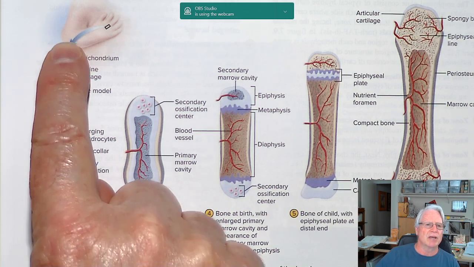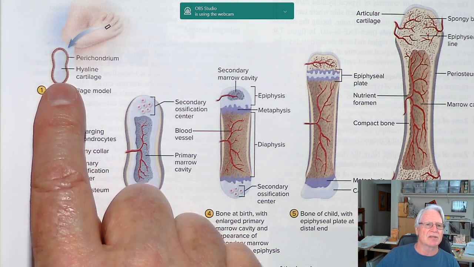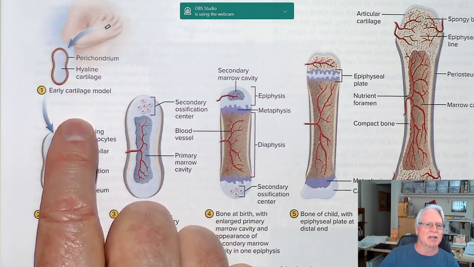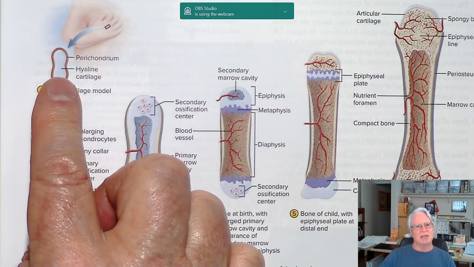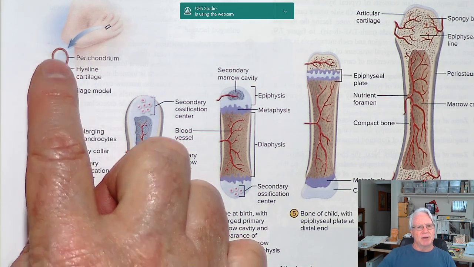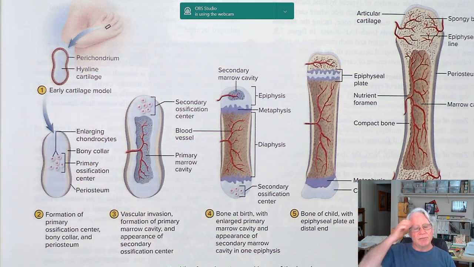So you begin with the so-called hyaline cartilage model. So we have started off with mesenchymal cells. They condense, they form a pattern that looks kind of like the bone, and then they become chondroblasts. They lay down the cartilage matrix. They get covered with a layer, a membrane, the perichondrium.